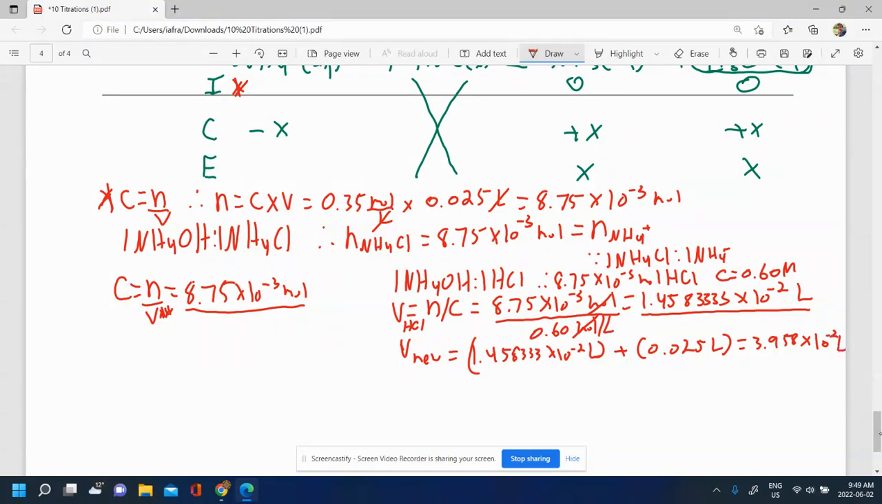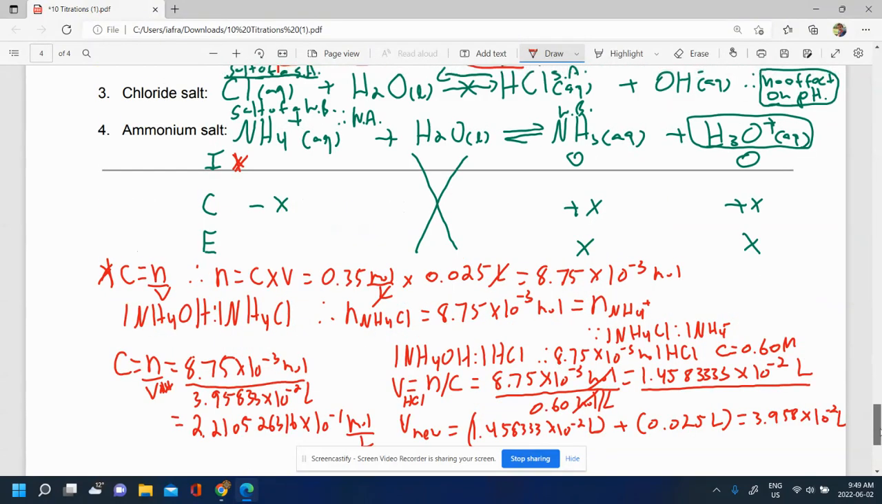So now that I have that, I can plug this in here. 8.75 times 10 to the power of negative 3 moles divided by 3.958 times 10 to the negative 2 liters, and I get 2.210526316 times 10 to the power of negative 1 moles per liter. That is the concentration of the NH4+.